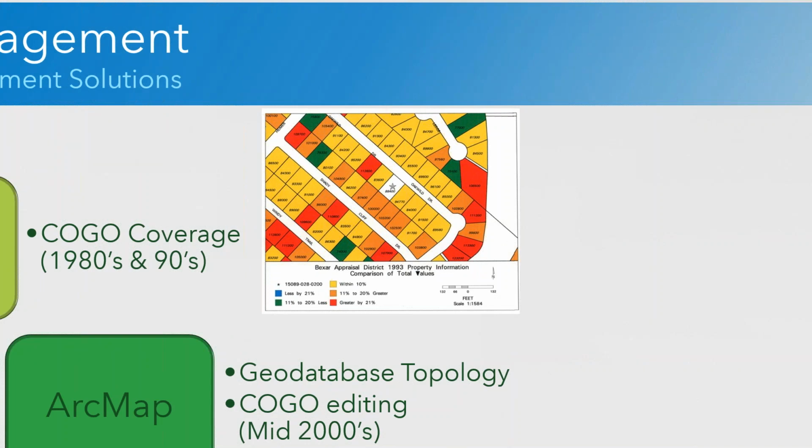Didn't have a support for true curves, and we always had that problem with the back lot line. How do I keep attributes on one parcel and attributes on the other parcels that accurately describe that boundary.